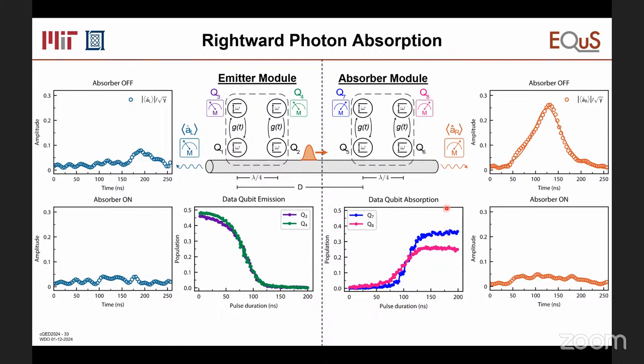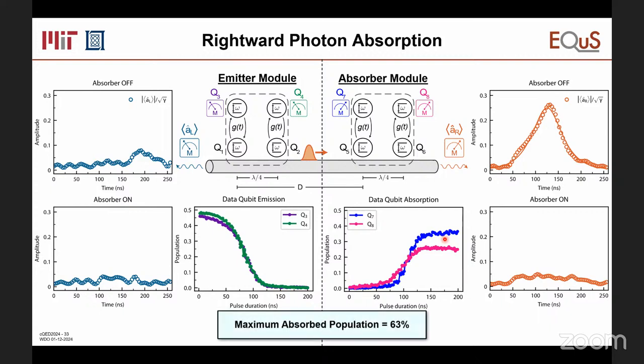First off, it should be 0.5 if it's an entangled state. Half of the photon is in number 7 and half is in number 8. It's suppressed from that. And second of all, they're not exactly matched. So it's not perfect, but it's basically working. The absorbed population calculated out is about 63%.